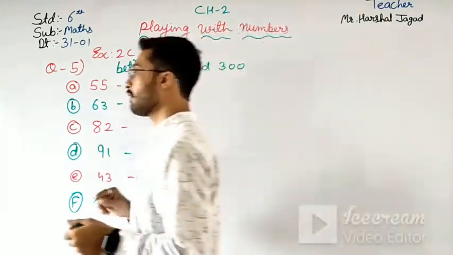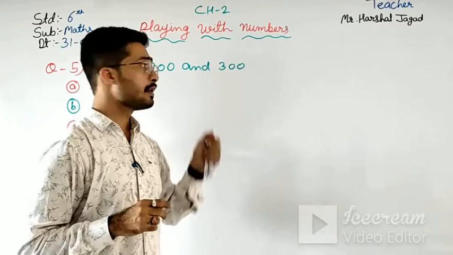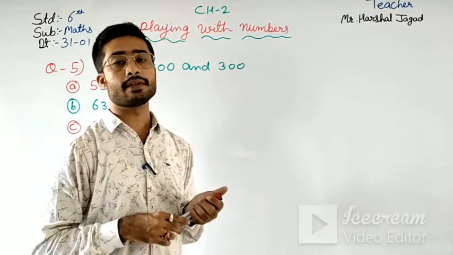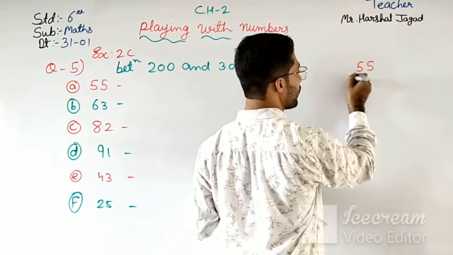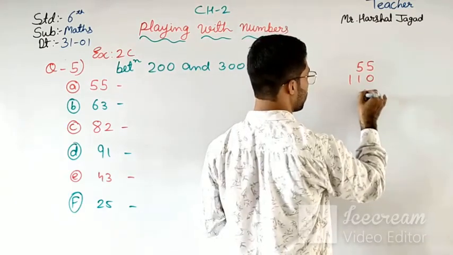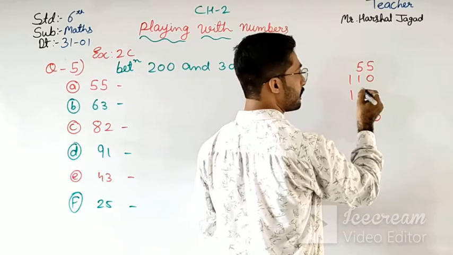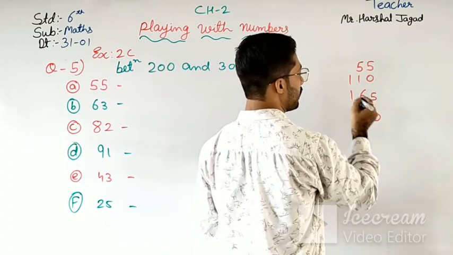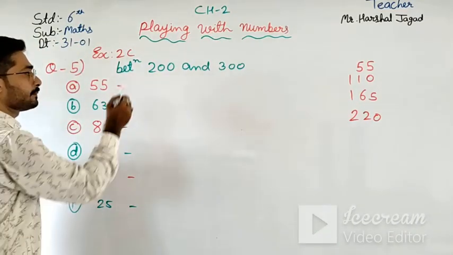So the first one is 55. What will be the multiples of 55 first of all? That we have to find out. We should add 55 one by one. That is 55, 110. In adding 55, that is 5 plus 5 is 10, carry 1. Then again adding 55: 0, 6 plus 1 is 7, 7 plus 5 is 12, and here it is 220. So our first multiple will be 220.